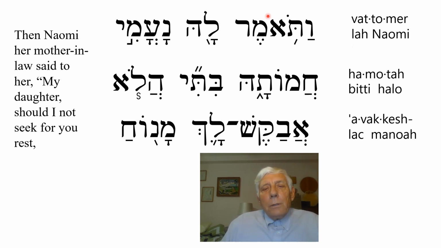Then Naomi, her mother-in-law, that says vatomer lach Naomi, and then said to her, that's to Ruth. The antecedent of this, I think, is Ruth; this personal pronoun here refers to Ruth. Then Naomi said to her, hamotach, that is the mother-in-law. Mother-in-laws are always concerned about the way the family's structured, and what the roles of the people involved in the family are. So that's where this is coming from. Hamotach. Biti, my daughter. Hello, is it not?